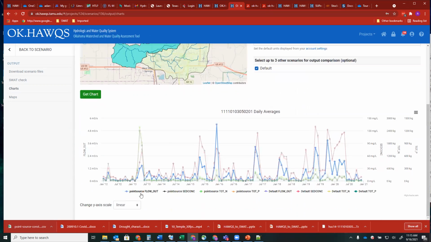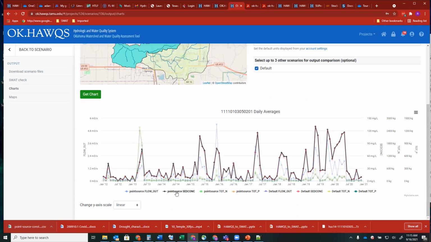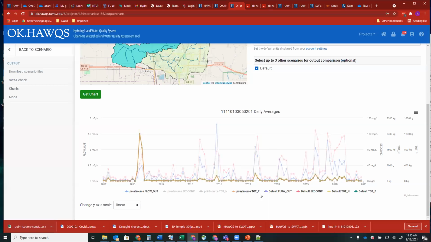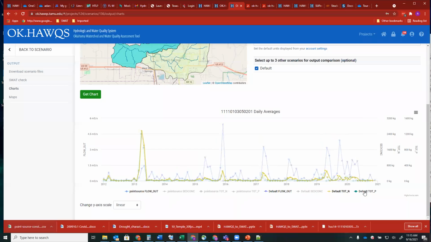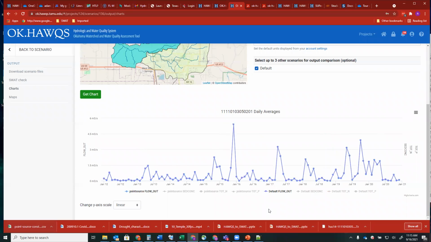So that'll give you all the information. Here's a point source scenario, and this is a default scenario. I know it's a lot of lines here actually, so I'm going to remove all this stuff. If you want to look at only flow, that is the flow between the two. There's not much difference here. You can see the flow is almost the same. The contribution from the point source is only less than 3% actually.